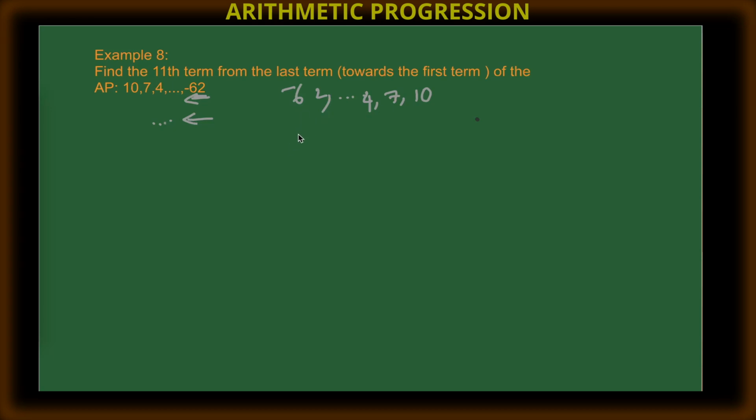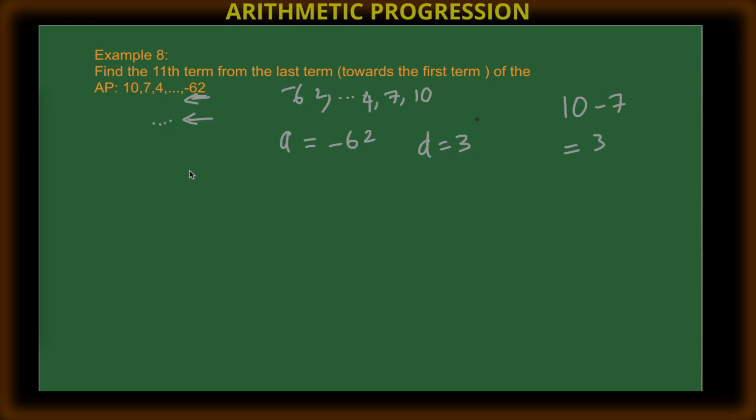Okay, so now we know the nth term. The first term we know, a is equal to minus 62. Do we know the difference? Yes, we know. Let's try to find it, this is the easiest way. Since this is already an arithmetic progression, we can take any of the terms, second or first, and try to find the difference. 10 minus 7 is equal to 3. So we know D is equal to 3.